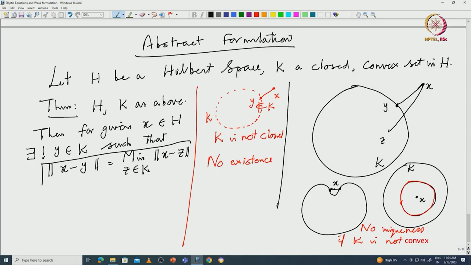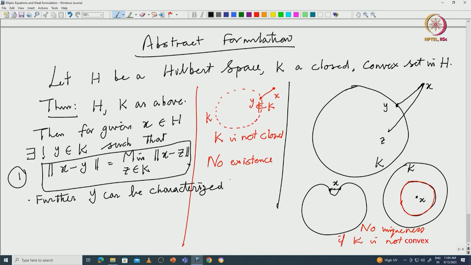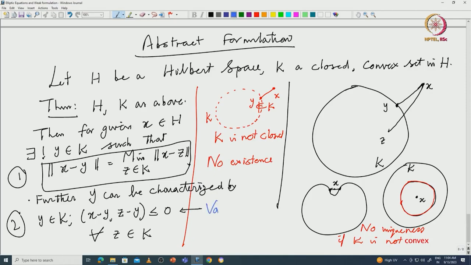We call this 1. And further, Y can be characterized by: Y in K, the inner product of X minus Y and Z minus Y is less than or equal to 0 for all Z in K. We call this 2. That means if Y is a solution of 1, then Y is a solution of 2, and conversely if Y is a solution of 2, it is also a solution of 1. And this is called the variational inequality.